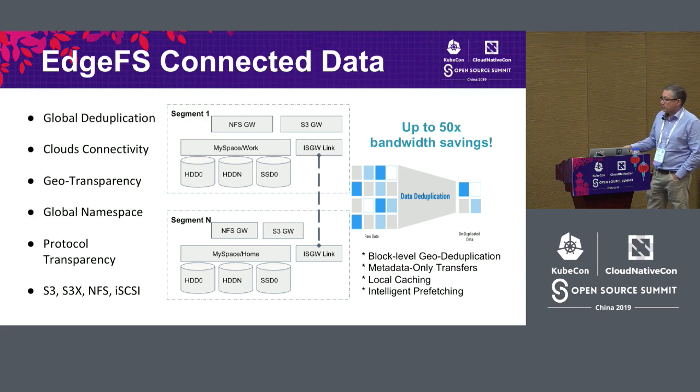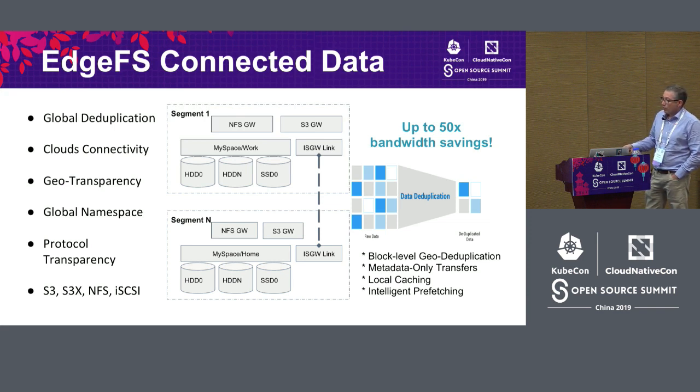Block level geo deduplication is critically important because it allows us to save quite a bit of bandwidth when we're transferring data between the links. Metadata only transfers. Because we know the fully consistent representation of all the changes we're making, we can make an assumption that you don't need to transfer this or that particular data block, and all we need to do is just transfer metadata only. This is a tremendous savings when you're synchronizing multiple clouds together.